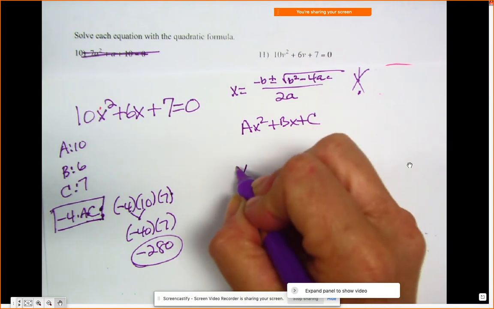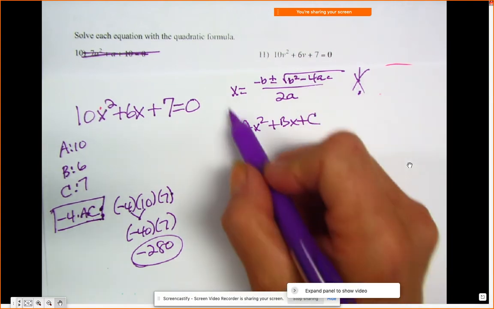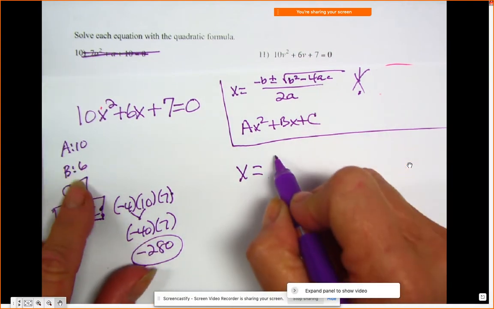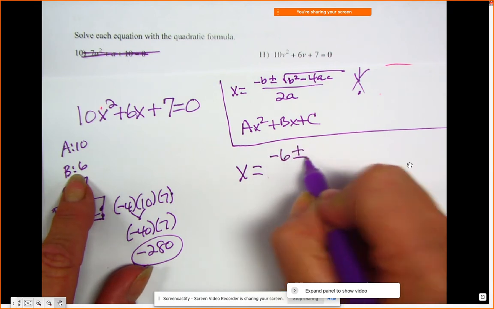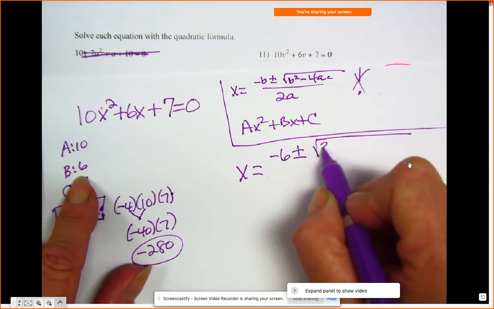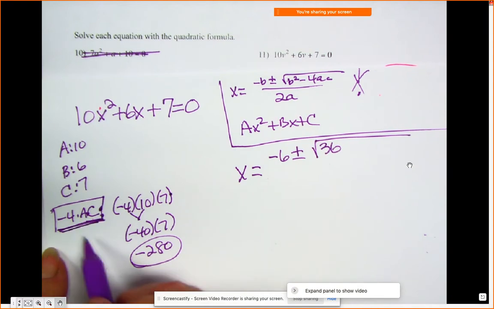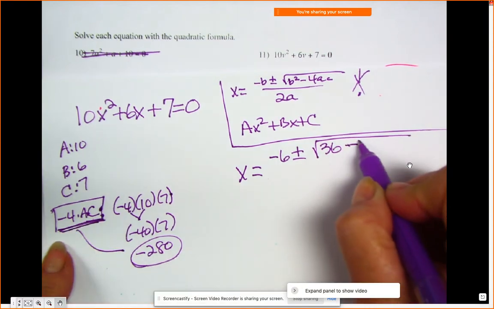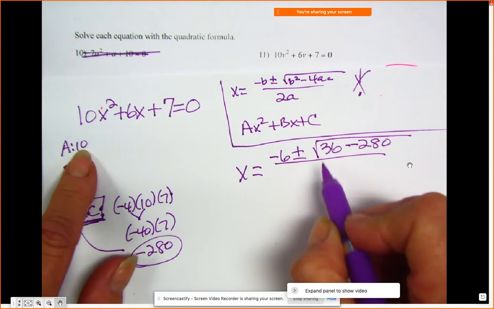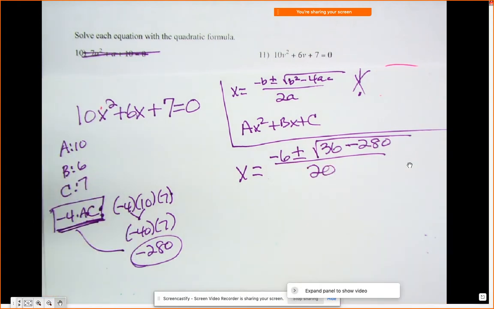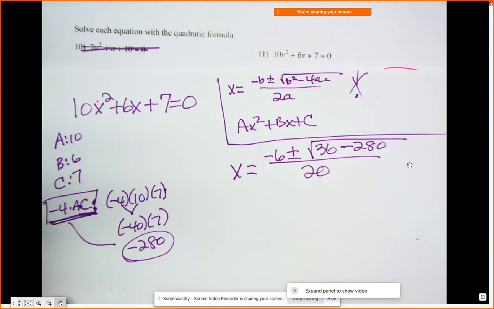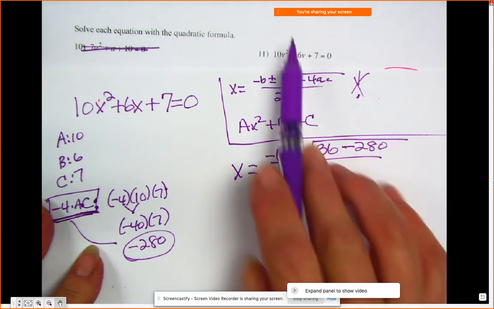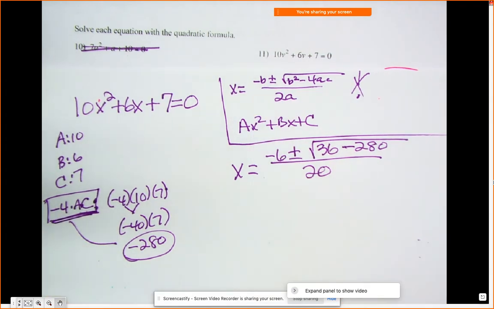Okay, x equals, let's go ahead and plug it in. Opposite of b, negative 6, plus or minus square root of b squared minus 4ac, which today is negative 280, divided by 2a. Hopefully I haven't lost anyone. All I did was plug in the values that it asks for in the quadratic.